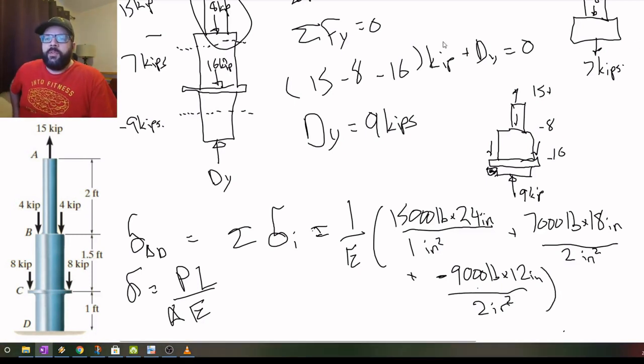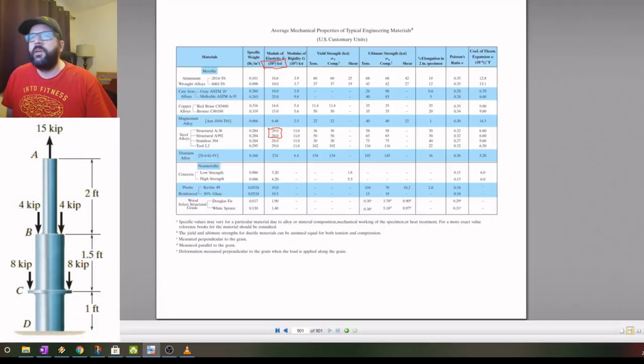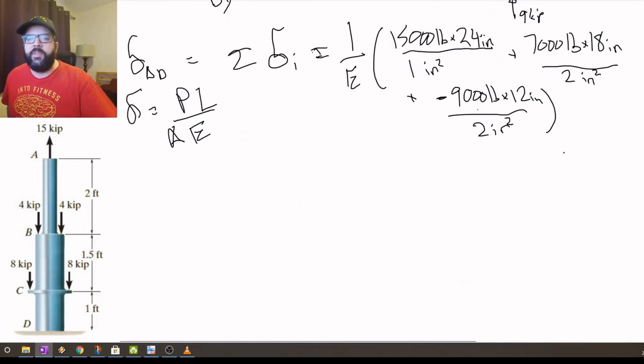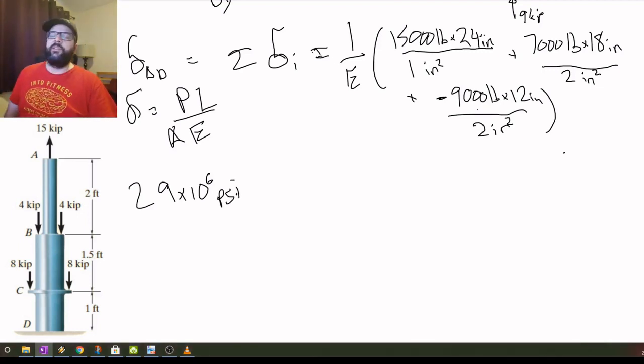And then for all that, we're also going to need to know what E is. So we were told that it was an A737 steel. So we just need to go to the table at the back of Hibbler's, and we can find out that we've got a modulus of elasticity that's 29 times 10 to the 3 KSI. So what I'm going to do here, I'm going to actually put that as 29 times 10 to the 6 PSI, because I don't want to have to deal with times 10 to the 3 KSI. That just sounds silly to me.